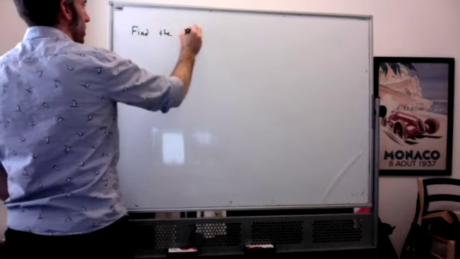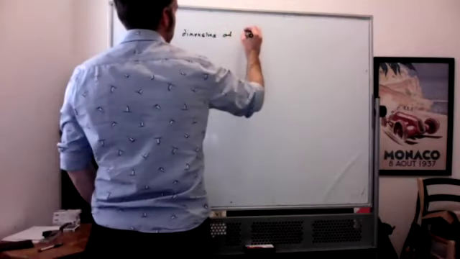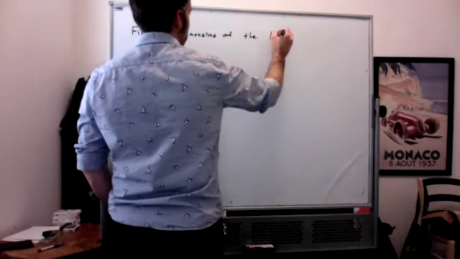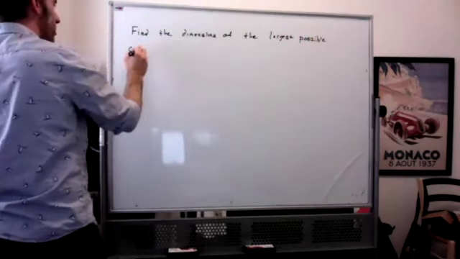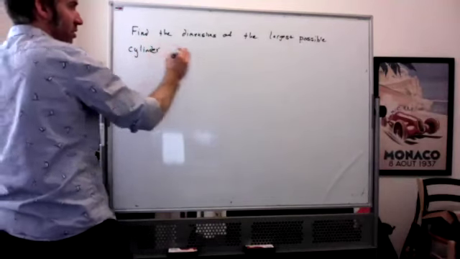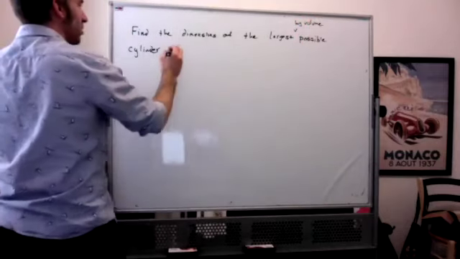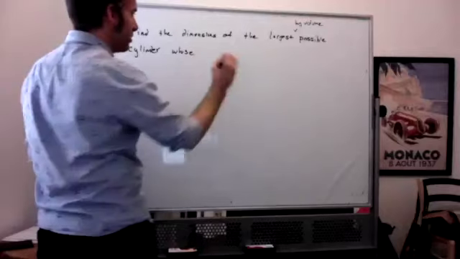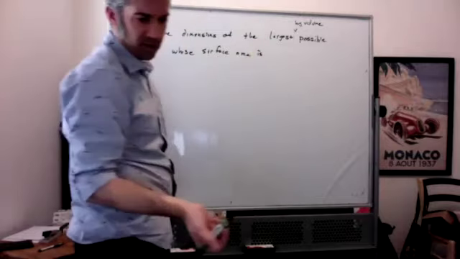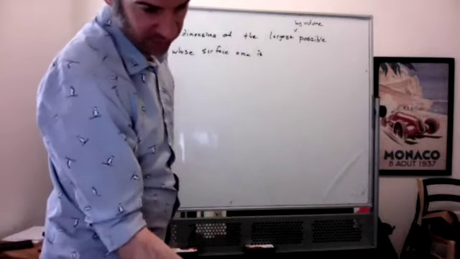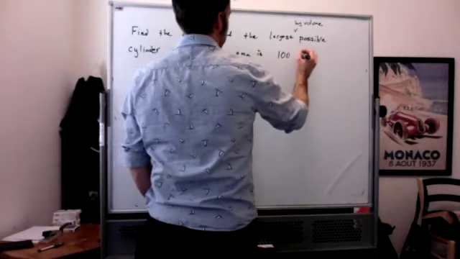Find the dimensions of the largest possible cylinder. Largest meaning largest by volume, whose surface area is, I always forget what numbers make this nice. Fine, we'll just go with janky numbers. Is 100 square centimeters.